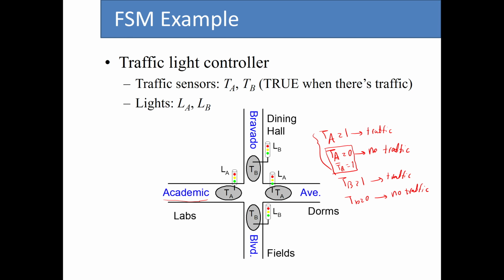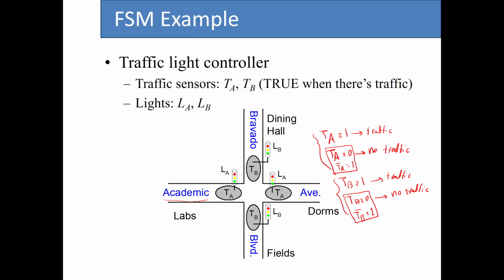One thing that you can consider right now is that instead of considering TA to be 0, we can also say when TA bar is 1. So TA being 0 or TA bar being 1 are completely equivalent. The same is true for TB as well. TB being 0 or TB bar being 1 are completely equivalent. So we use both of these interchangeably. Pay close attention. Based on these traffic sensors and their values, we control some lights here. We have LA, which is the set of traffic lights for the Academic Avenue. It has 3 colors: green, yellow, and red. And we have LB, which is the set of traffic lights in the Bravado Boulevard.